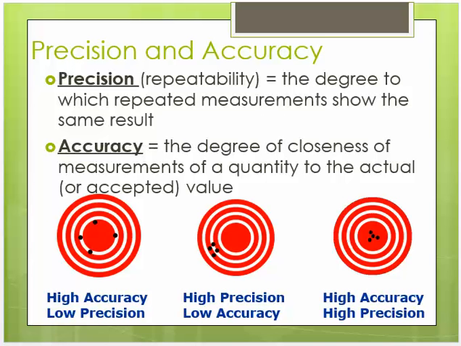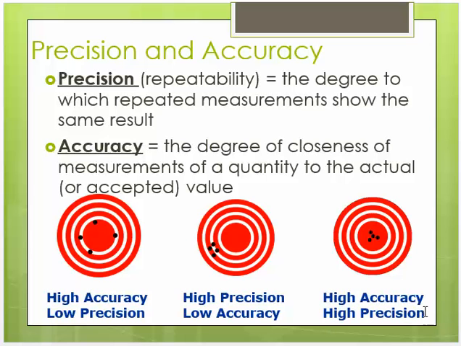Precision and accuracy. Precision is repeatability. Accuracy is the degree of closeness of measurement of quantity to the actual or accepted value. For example, down here, this person shooting would have high accuracy but low precision because the bullets aren't close to each other. This person has high precision because the bullets are all close to each other, but he has very low accuracy. Here's an example of high accuracy and high precision.